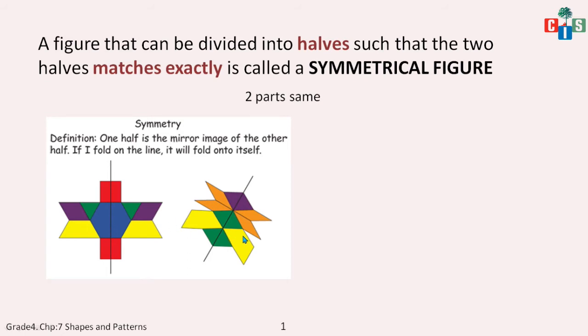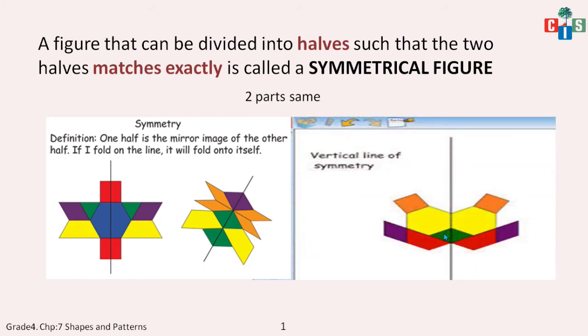Now what is this? One half is a mirror image of the other half. This half is exactly the mirror image of this part. So this is called a symmetrical figure. If you don't have a mirror, what you can do is fold it into two half parts. If I fold on the line, it will fold onto itself. We can fold and find out whether the figure is symmetrical or not. Or by visualization also you can judge a symmetrical figure.